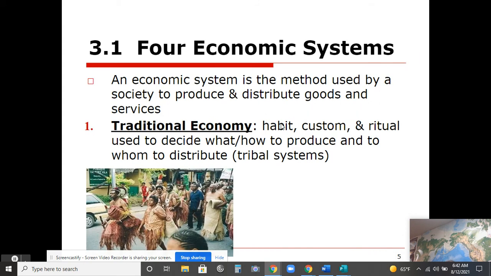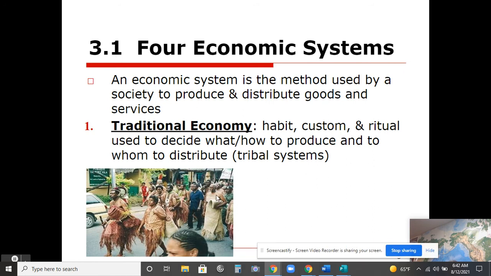All right. This is referring to the four economic systems. This is going to refer to the traditional economy. Here, it looks like you have African tribespeople marching in a city. So you're having different images, different customs, rituals, all intertwined. And in historic systems, the tribe would decide what to produce and how, and then their customs and habits and rituals would develop from that.